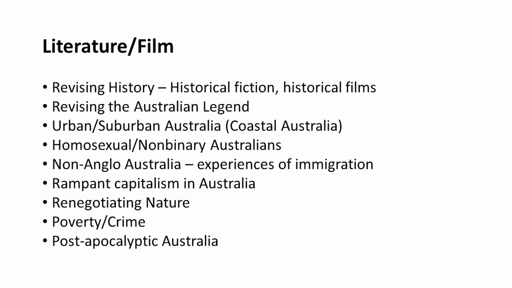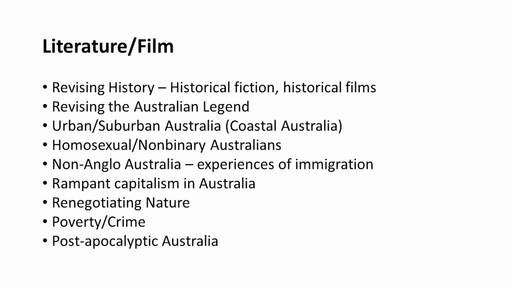We've been writing a lot of historical fiction, and there have been lots of historical films as well. We've started to revise that idea of the Australian legend. We also have acknowledged that we're really very much a coastal Australia, and we live in urban and suburban spaces for the most part. We're not all living as part of the bush. There are also many homosexual Australians, non-binary Australians, and these are stories that have been overlooked until this contemporary period as well. There are also non-Anglo-Australians. And so our contemporary moment is a time where stories of the experiences of migration have come into Australian literature as well.